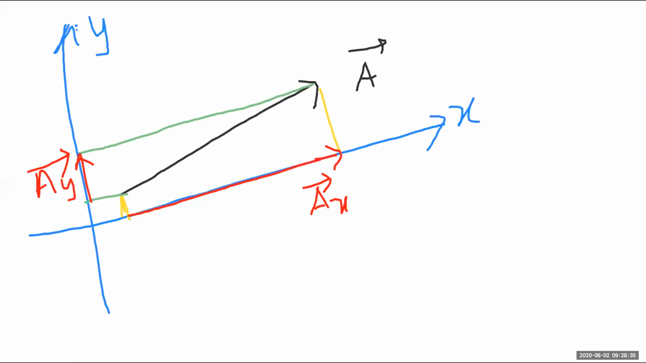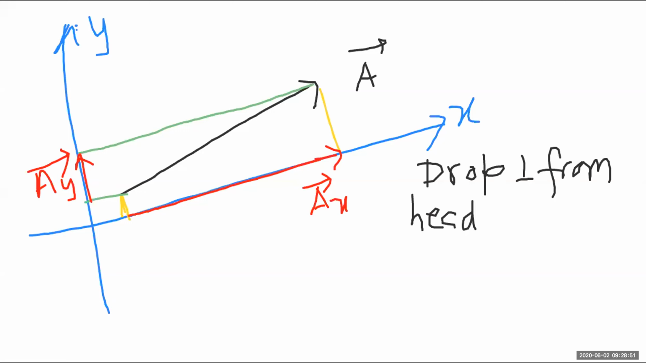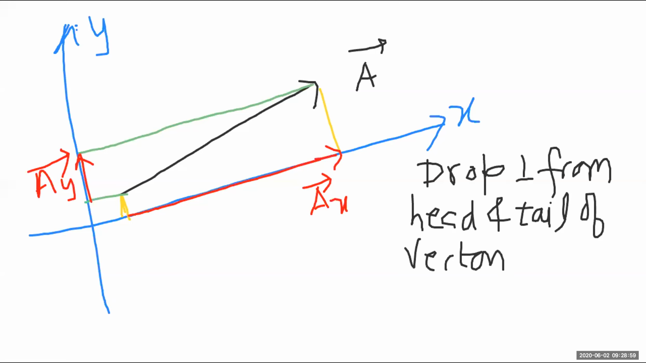Right? So what are you doing to find components? You are just dropping perpendiculars from the head and tail of the vector on the chosen axis.